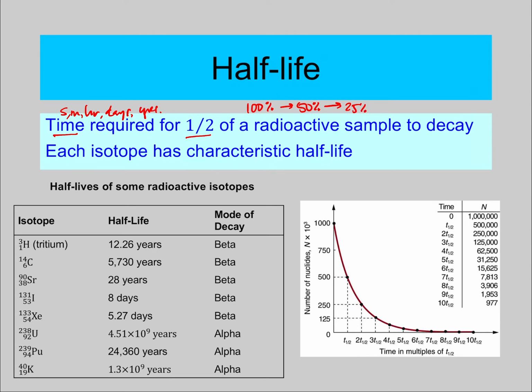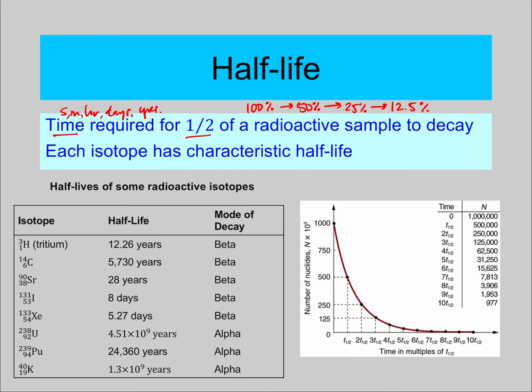If we're at 50%, it's what it takes to get to 25. And you just do half and half and half all the way down until you get to zero, which in theory you will never get to zero. If you know anything about exponential decay, you know that you can get close to zero, but you're not actually going to get to zero.